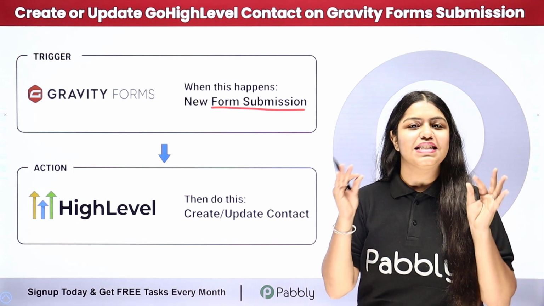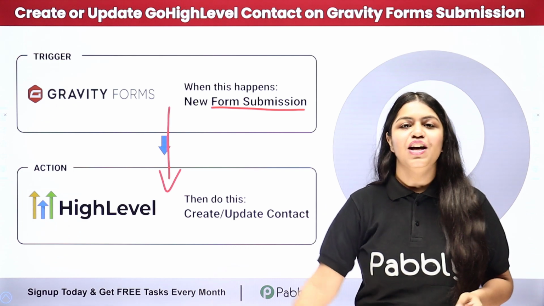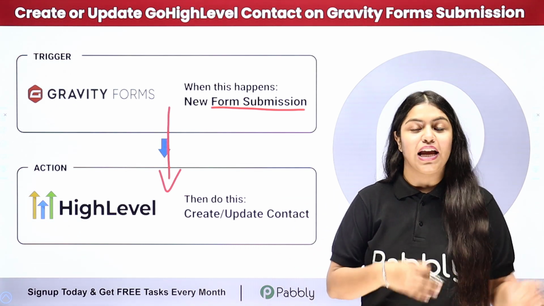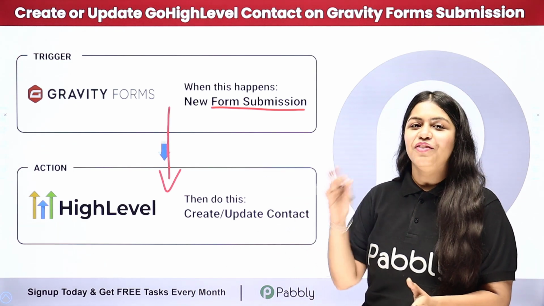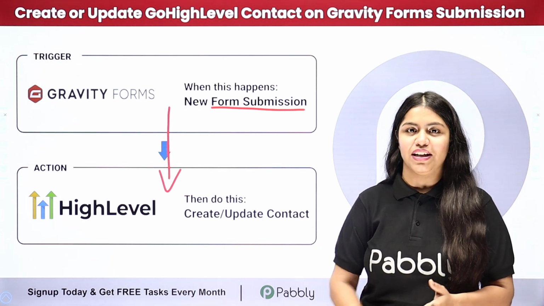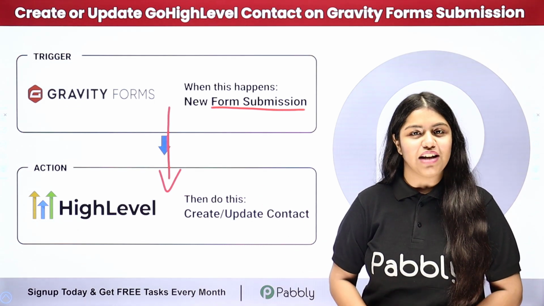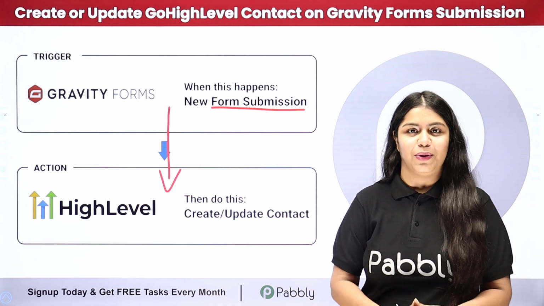So to do this, we are simply going to create a connection between Gravity Forms and GoHighLevel. To create this connection without knowing any programming or coding language, we are going to use Pabbly Connect. It is an amazing automation software. So do you also want to create this automation for your business? Then for that you have to come with me towards my screen.